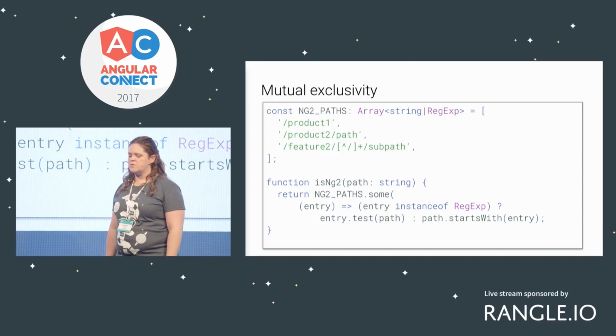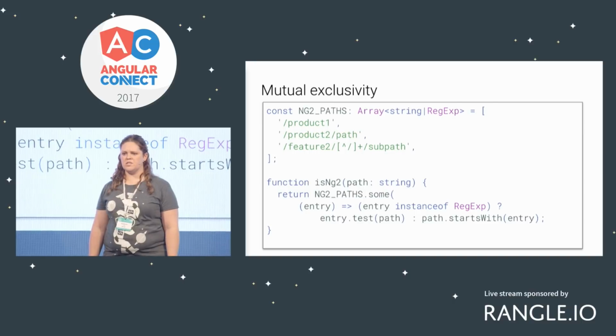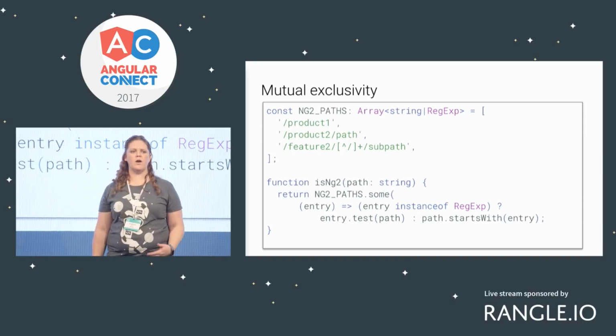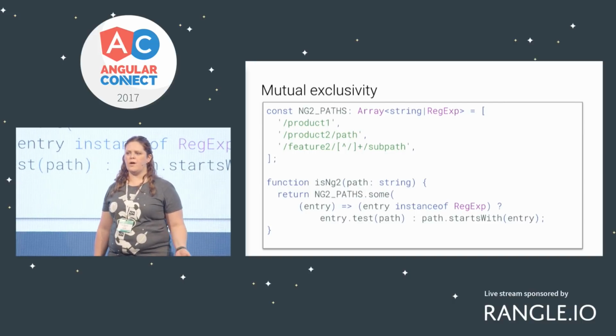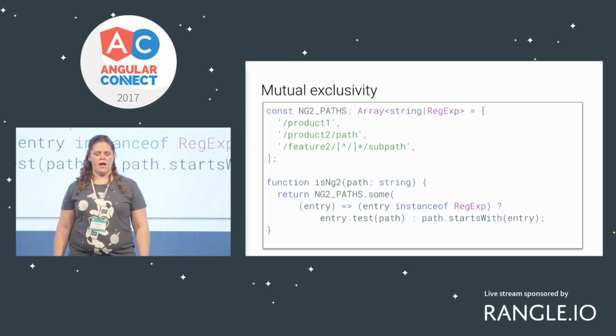To ensure mutual exclusivity, we have a small array of path prefixes and regexes, and then a little function that for any given path can return whether the path is registered to Angular or AngularJS. And then we use that in both of the routers.